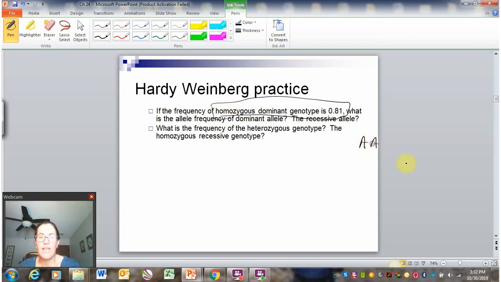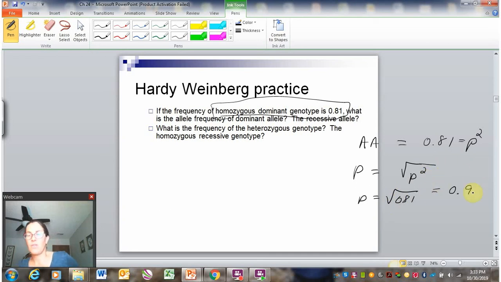So again, using our A's, that's big A, frequency is equal to 0.81. Remember, that's also equal to, for example, P squared. So in order to solve for P, I can take the square root of P squared. So P is equal to the square root of 0.81, which is equal to 0.9. By using a little bit of math, I can calculate that P must be equal to 0.9.